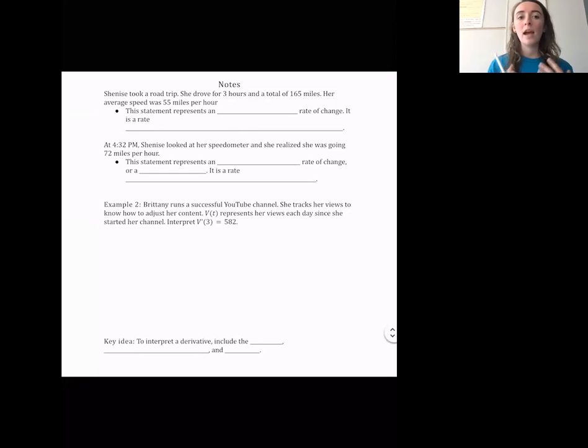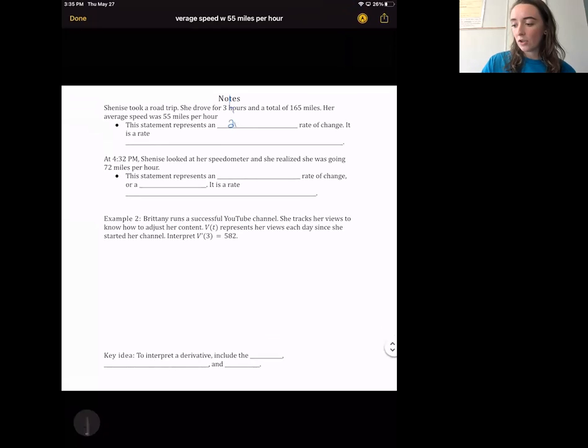All right, we have this first statement. Shanice took a road trip. She drove for 3 hours and a total of 165 miles. Her average speed was 55 miles per hour. So this statement here represents an average rate of change.